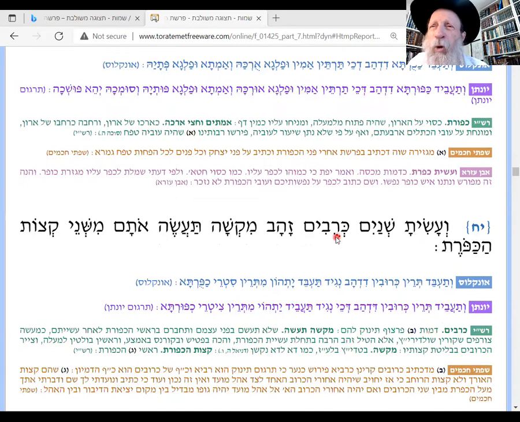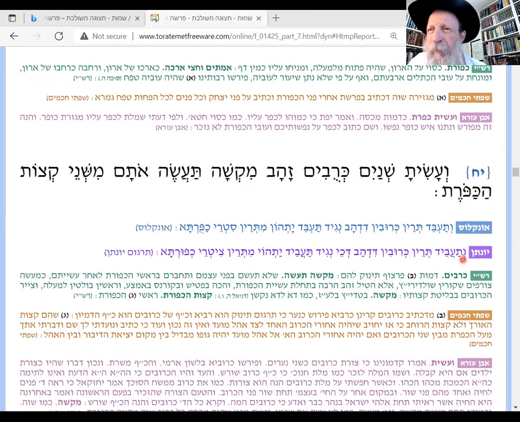And you should make two Kruvim, two faces of angels made of gold, miksha, pounded out, from the two ends of the Kaporet. It says that they were like a child. Rashi says it was like the image of a child, and it should be miksha, pounded out. Don't make these statues on their own and then join them onto the top after you put it onto the ark.